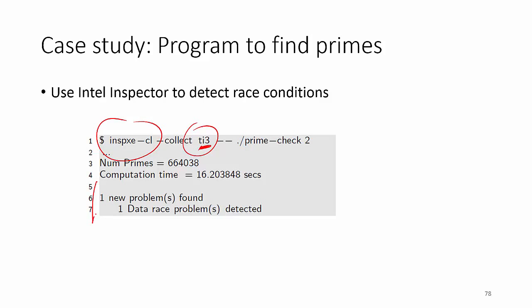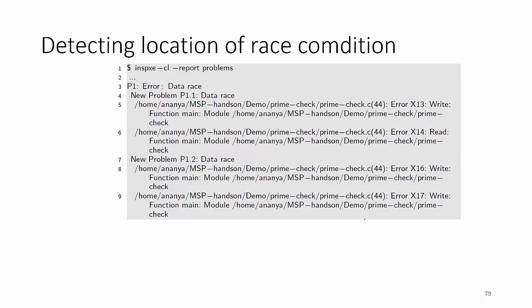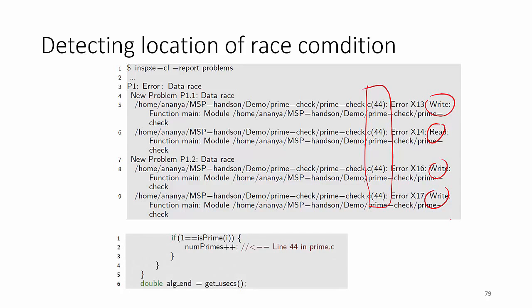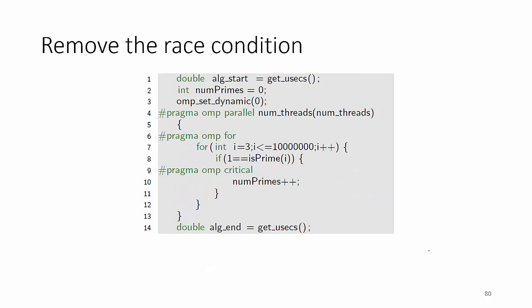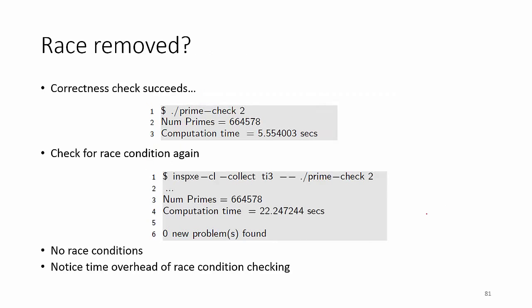Okay, it found a data race. Let's see information about this data race. This is the information we get. It's a little bit wordy, but basically it finds that there is a store, read, store on source code line 44, and if you look at source code line 44, this is where the num_primes is updated. So we protect the num_primes with a critical, or atomic could have been used also in this case, and then we find that we get the correct value here, but still it's not very fast.